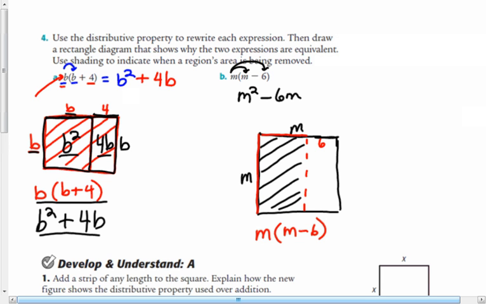All right, and another way I can look at that is if I take the whole piece here, the whole square, that square is m by m, which is m to the second. And then I'm going to subtract away the part that I'm cutting off. So this much right in this blue part. And that part is 6 by m, or 6 times m. So I need to subtract away that to get the black part of the rectangle. All right.